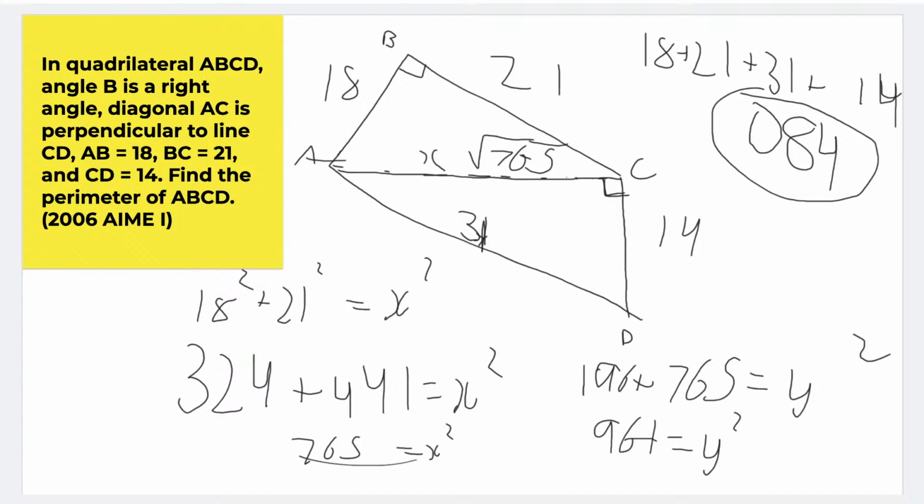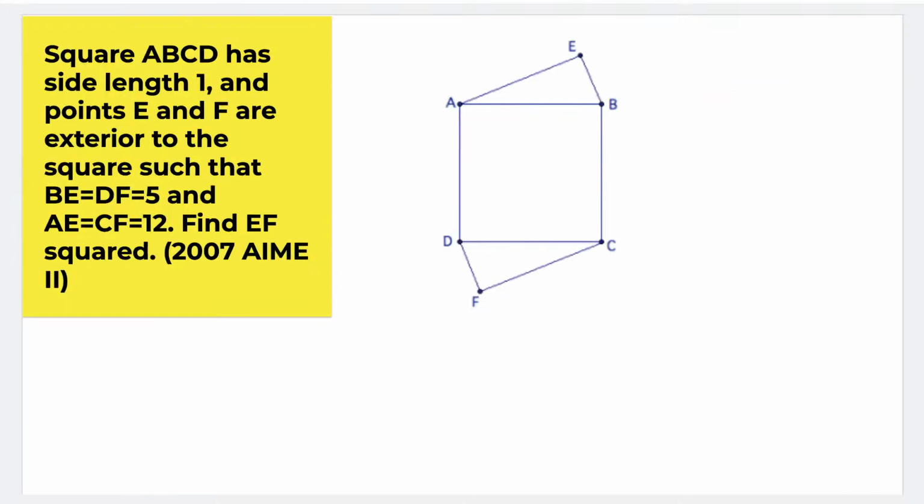Okay, it's time to move on. So square ABCD has a side length of 1. And points E and F are exterior to the square such that BE equals DF, which equals 5, and CF equals 12, and AE equals 12. Now I want you guys to try to solve this problem.